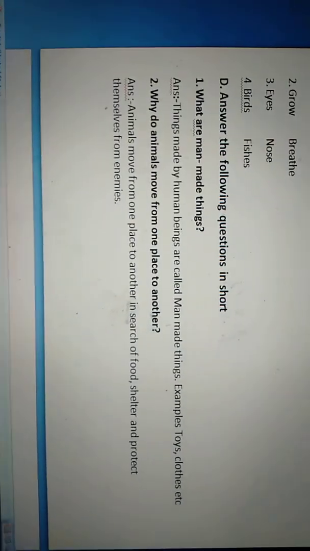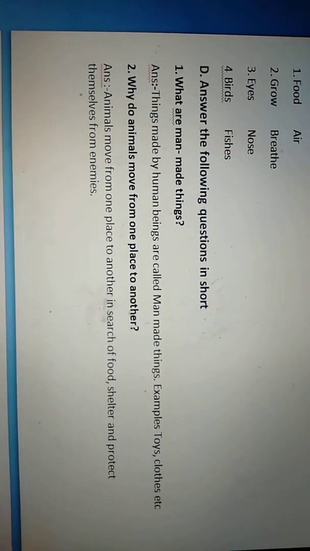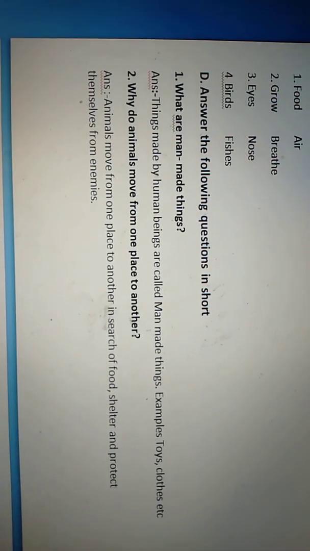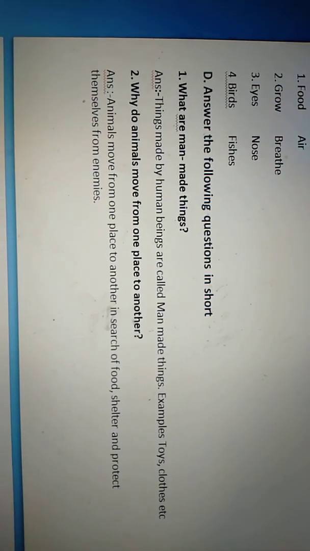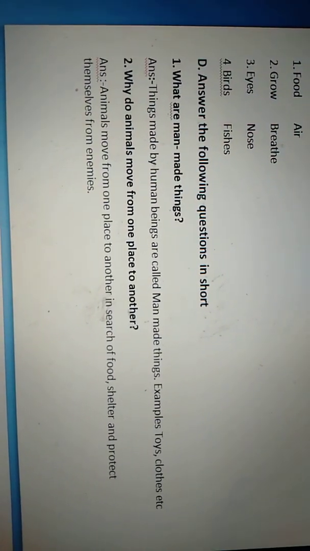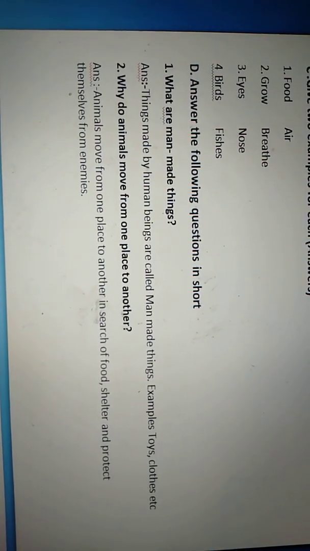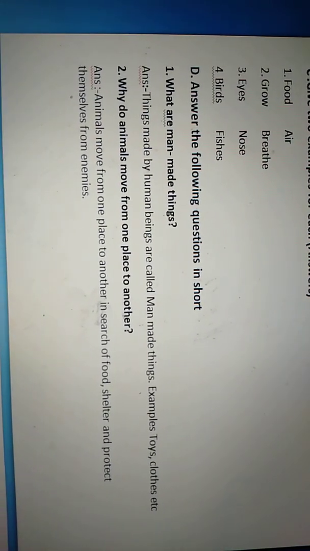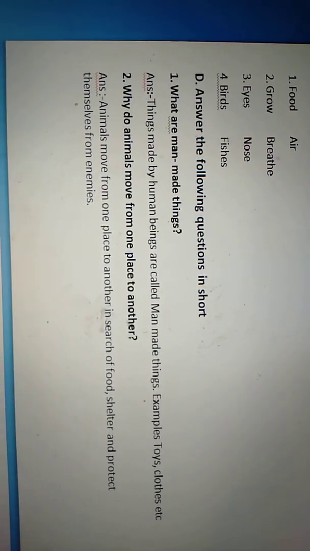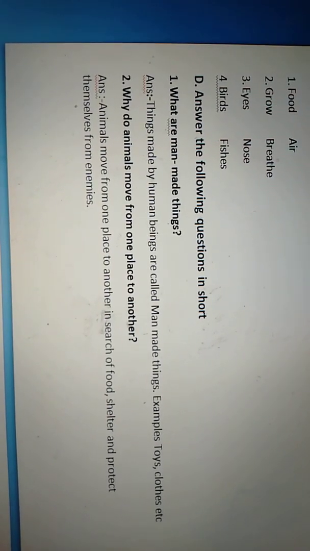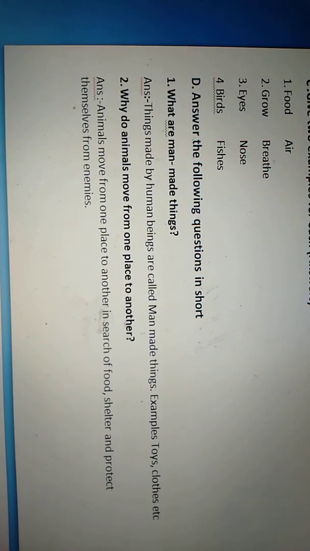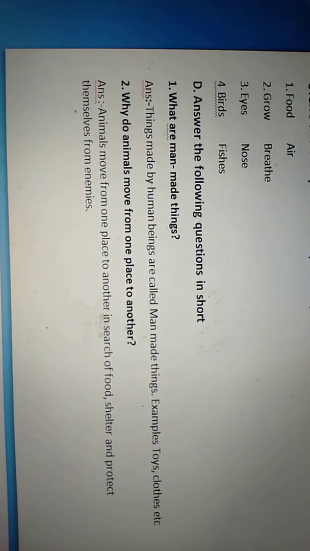Write the answer. Things made by human beings are called man-made things. What are man-made things? Things made by human beings are called man-made things. Example: toys, clothes, etc. The second question is, why do animals move from place to place, one place to another?